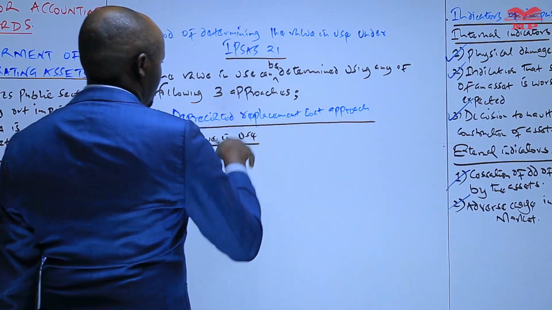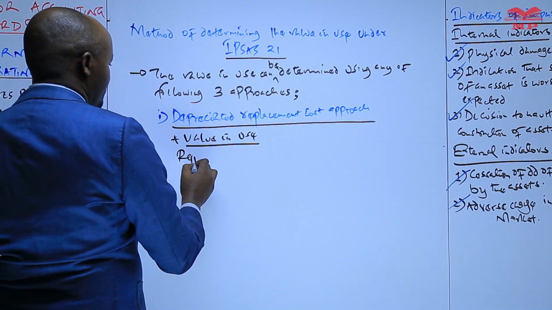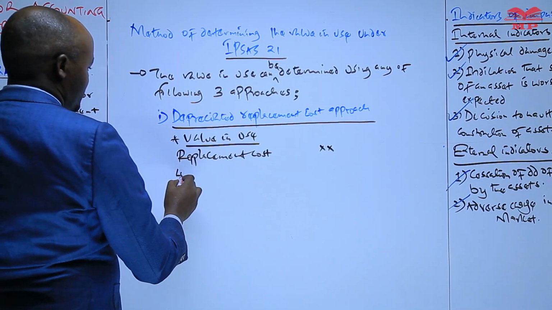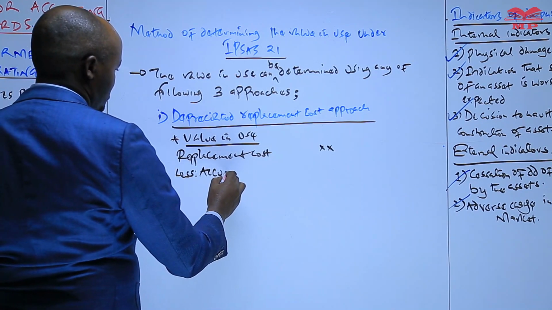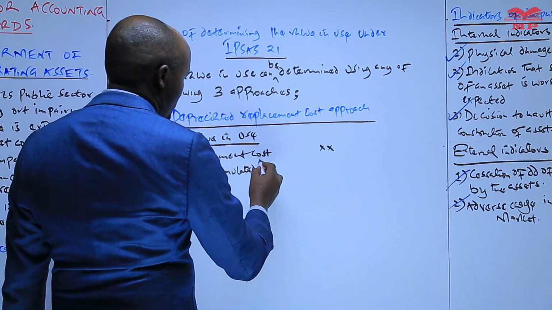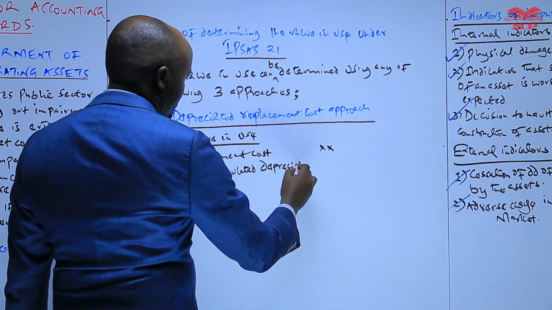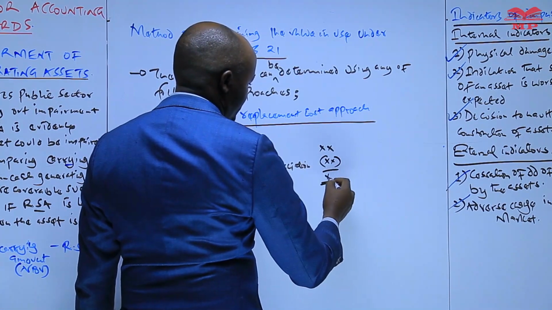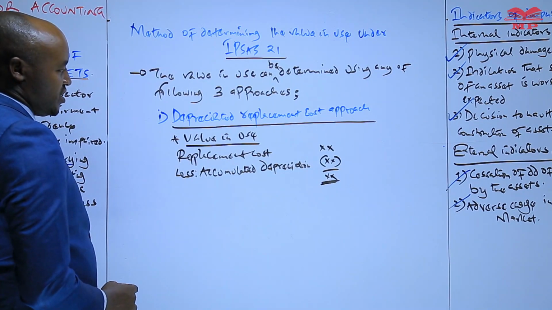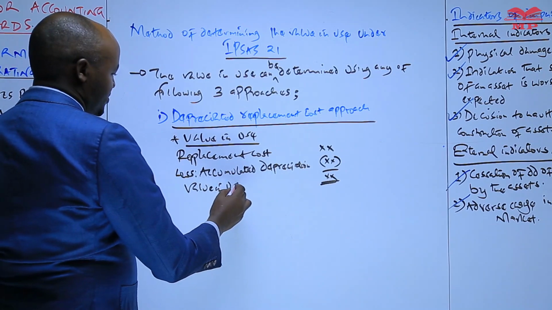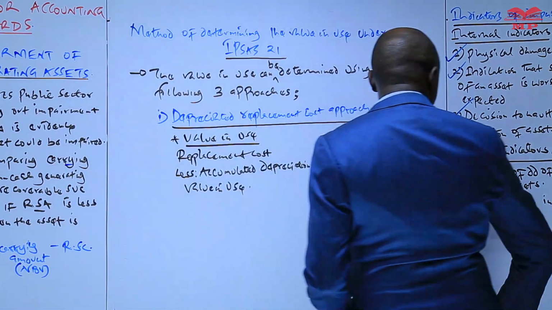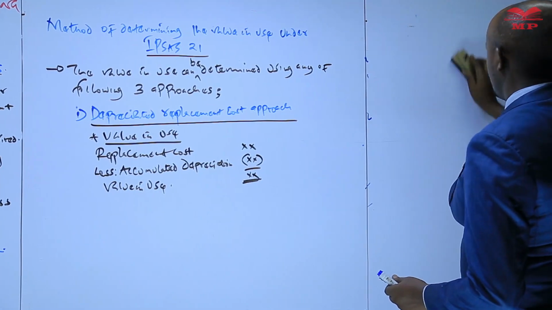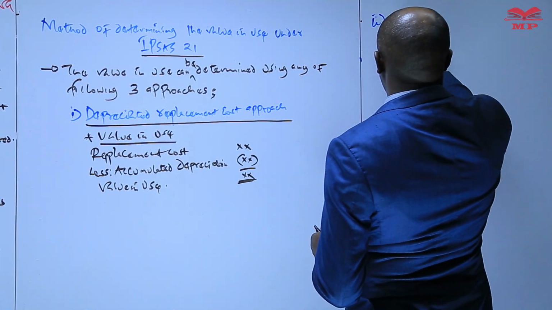So under this method, to determine the value in use, we take the replacement cost, which will be provided to you by the examiner. Then we depreciate this replacement cost for an equivalent duration that the asset which is now deemed to be impaired was depreciated. Whatever you get here is the value in use. Then we have the other approach used to determine the value in use. Number two, we have the restoration cost approach.